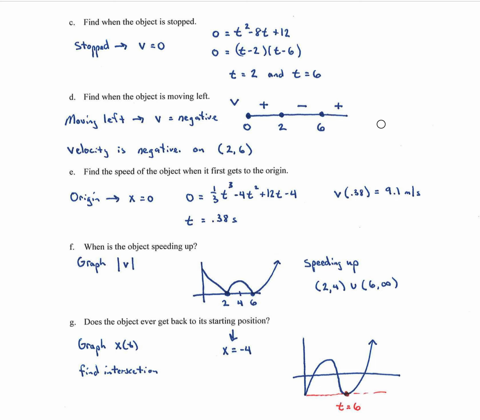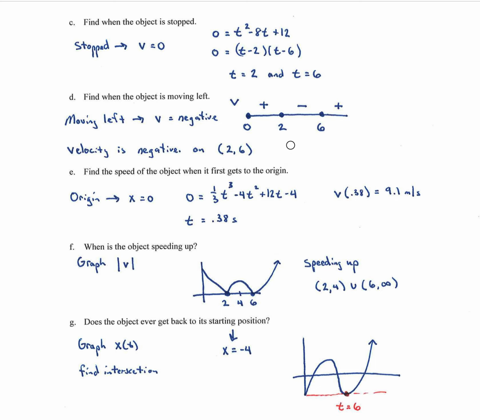Find when the object is moving left. The object is moving left when the velocity of the object is negative. The velocity is negative. I did a sign chart. And again, you're looking here. The velocity is 0 at 2 and 6. 0 is an endpoint, so I just threw that in there. Between 0 and 2, the velocity is positive. Between 2 and 6, the velocity is negative. So really, the object is moving left on the interval (2, 6).